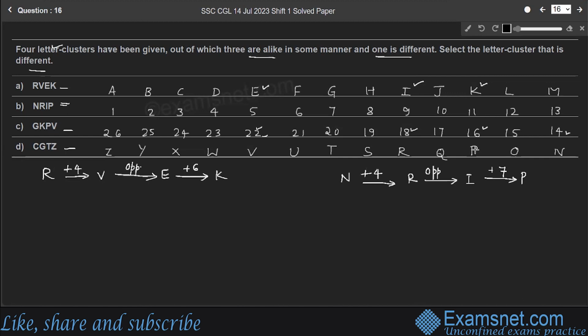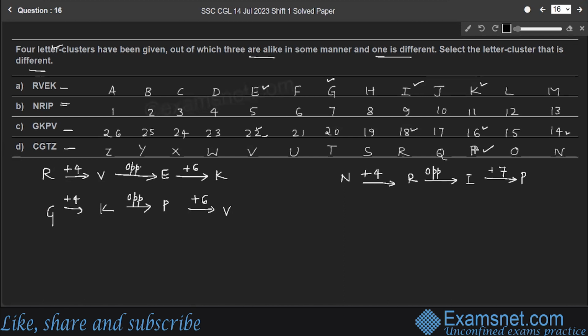Consider the third cluster, GKPV. G is 7, K is 11, therefore G plus 4 is K. And K and P are opposite letters. And P is 16, V is 22, therefore we can write P plus 6 is V.